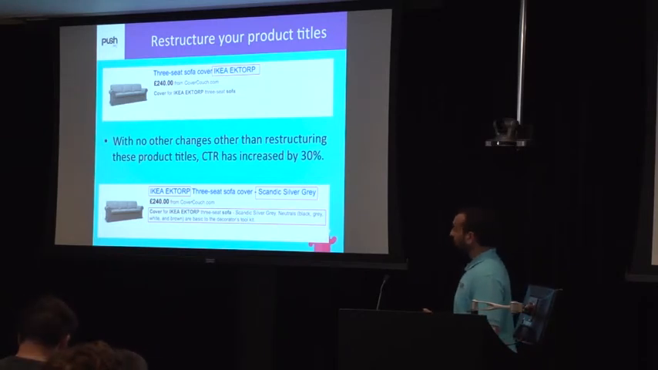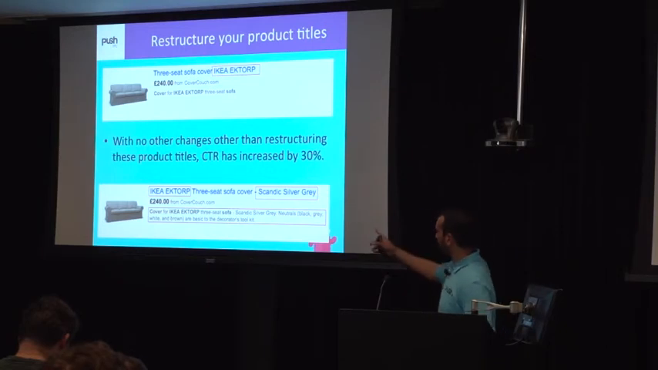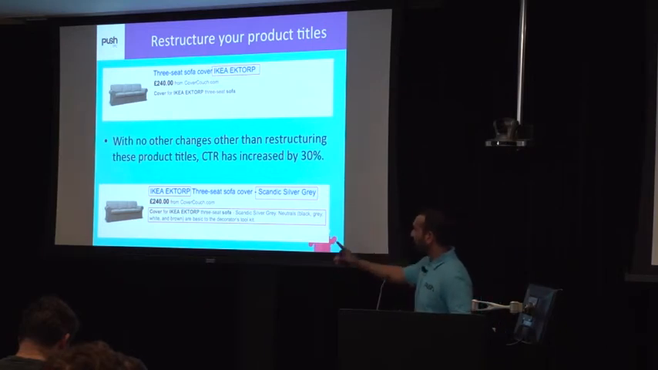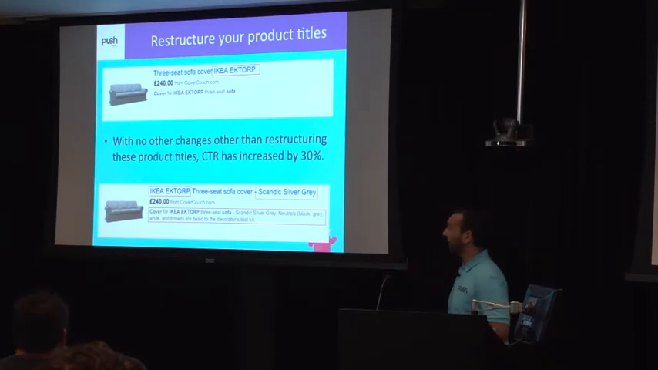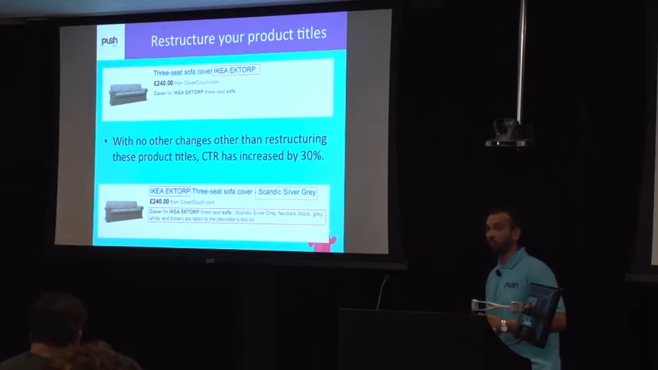So what we've done is we've come in and we've changed the order around. We've moved IKEA and Ectorp to the start of the title. We've added in further detail for a color, and we've increased the amount of data that is in the description. Now, just by doing this, with no other changes at all, CTR, click-through rate, has increased by 30% month on month.